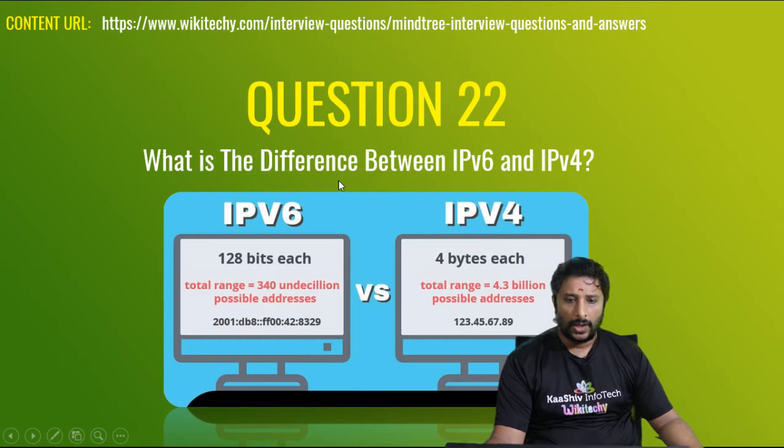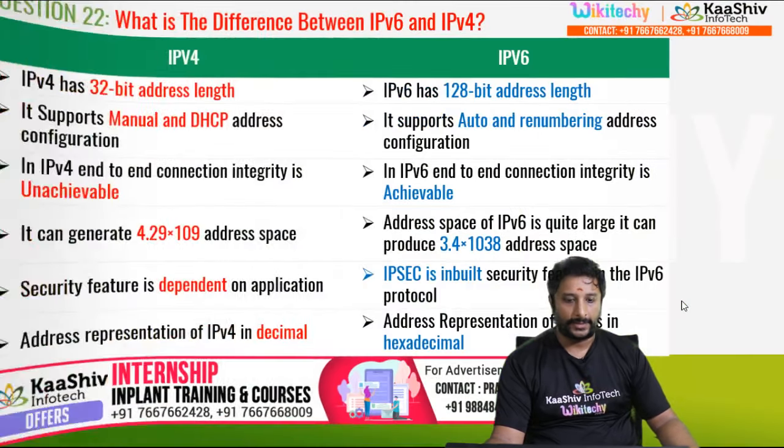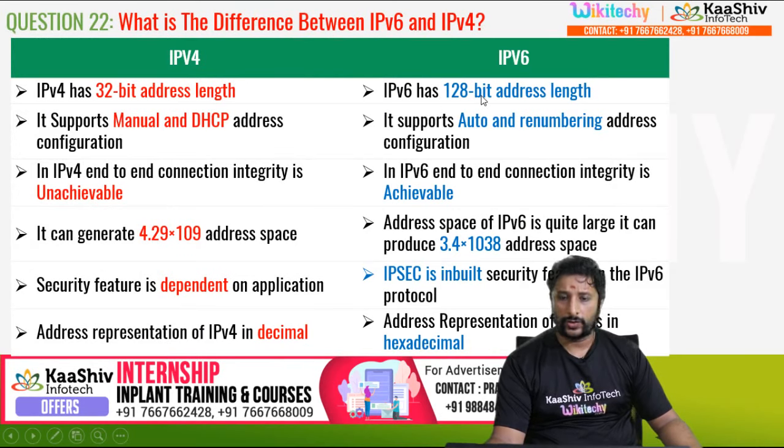What is the difference between IPv6 and IPv4? IPv4 is 32 bits, which is 4 bytes, and IPv6 is 128 bits. IPv4 supports manual DHCP, while IPv6 supports auto and renumbering of addresses. End-to-end connection integrity is unachievable in IPv4 but achievable in IPv6. IPv4 can generate 4.29 x 10^9 addresses, while IPv6 can generate 3.4 x 10^38 addresses. Security features are dependent in IPv4, while IPsec is an inbuilt security feature in IPv6. IPv4 uses decimal values, IPv6 uses hexadecimal values, that's the difference.